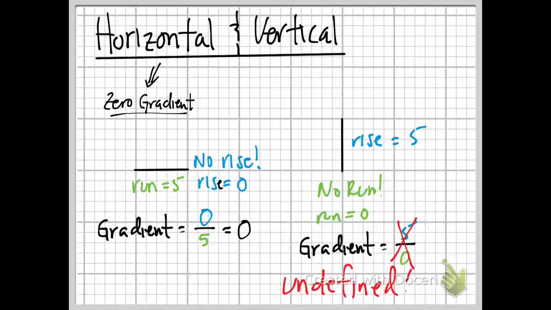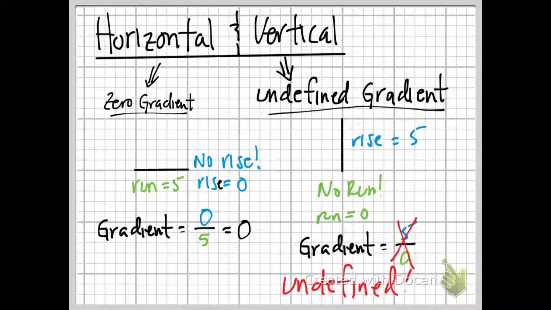Okay, so vertical lines, and this is always going to happen with vertical lines, the run is always going to be 0, okay, because it's never going to go anywhere. That's the whole point of a vertical line. So we can make a rule that vertical lines have undefined gradient, okay, and that's that, always.